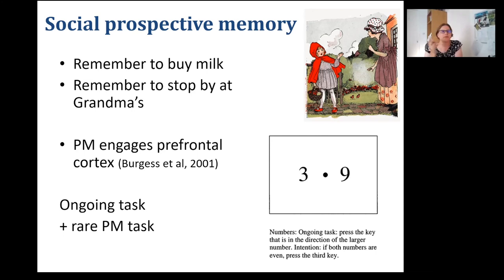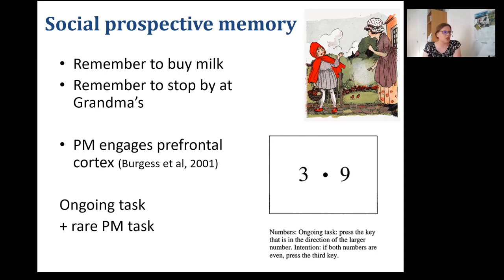We know that setting intentions, setting goals, engages prefrontal cortex. And in a prospective memory task, you've got to maintain those goals over an extended period of time while there are various other distractions happening. We wanted to contrast social and non-social prospective memory. A social example might be Little Red Riding Hood remembering to stop at grandma's, or remembering to do something related to another person, compared to remembering to do a non-social thing like buy the milk. Are there slightly different brain systems for those, or is there a different prioritization?